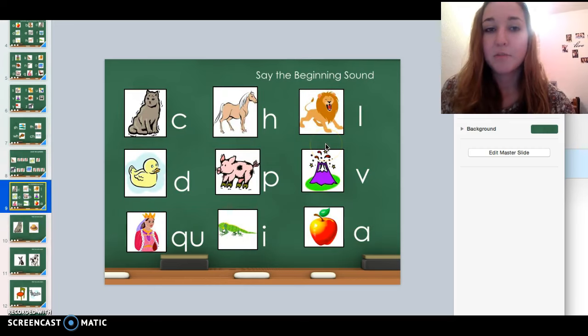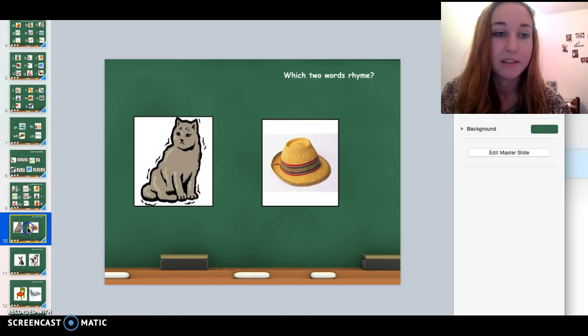For this one, you're saying the beginning sounds. So for cat, it's the k, and for horse, h, and you just continue going. You say the picture and you name the sound. That'll help them with their phonemic awareness with these different kinds of things.